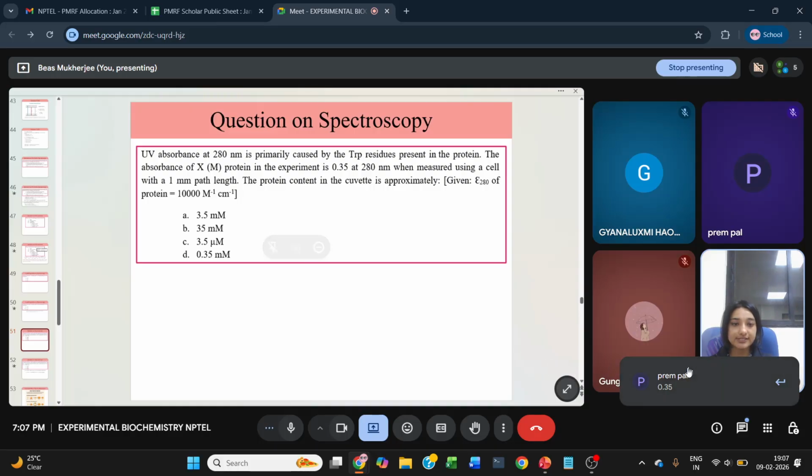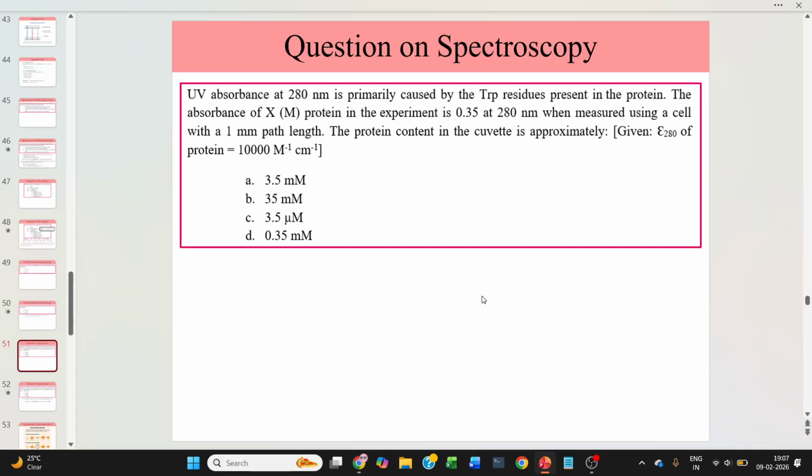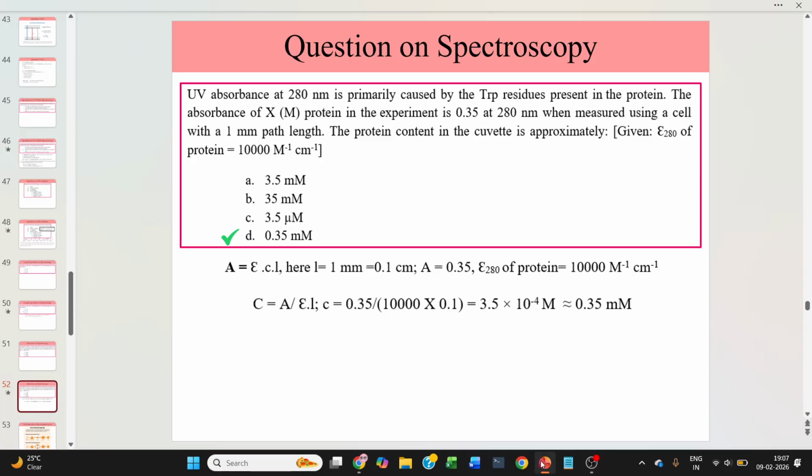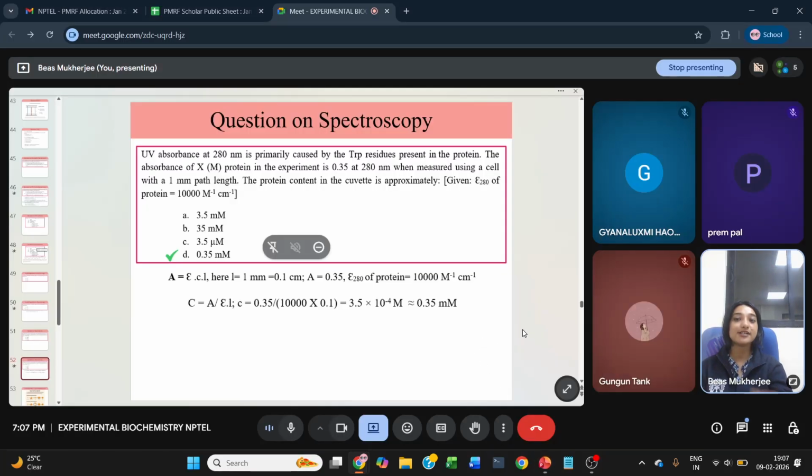Point 0.35. Okay, let's see. Yes, that is correct. So 0.35 is the right answer. Why? Because the path length has to be in 1 centimeter. It's given as 1 millimeter here, so that becomes 0.1. All the values are given, you have to just put them into the equation properly. And then we get the right value as 0.35 millimolar. Okay?